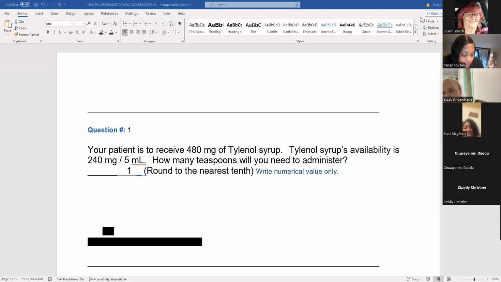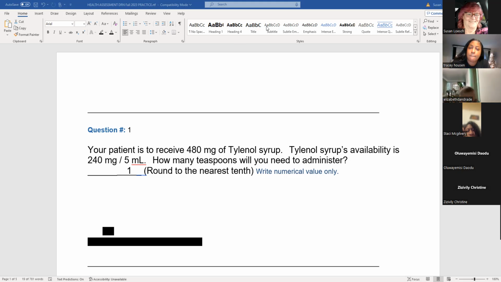All right, so with any question that you're doing, always start with what the question's asking you. And this is asking you how many teaspoons you will need to administer. So that should already also tell you if you're administering teaspoons that you're administering a dose. And since you're administering a dose, this is going to be desired over half. So we're going to take our desired dose, which is 480 milligrams, and we're going to put it over what we have on hand, which is 240 per 5 ml.